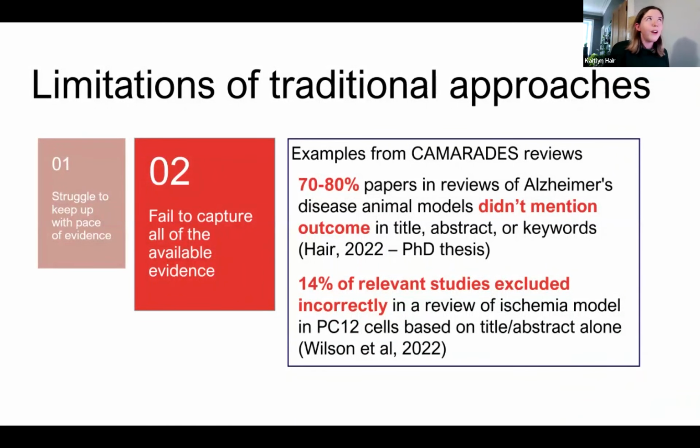So if you're looking for all of the studies measuring behavior in the open field test, for example, you're not going to find all of that using a traditional search. We've also shown similar things in the in vitro literature, that the model is quite often not mentioned in the title and abstract, and 14% of relevant studies were excluded for this reason.